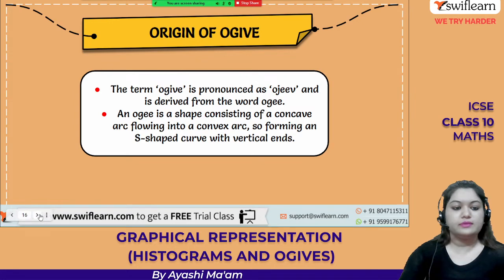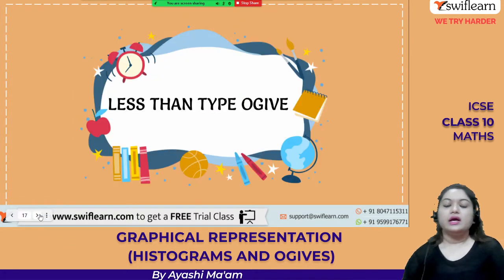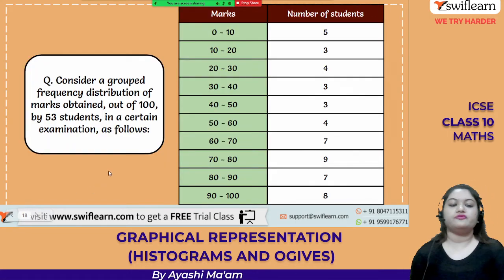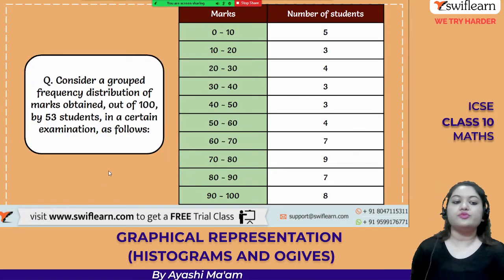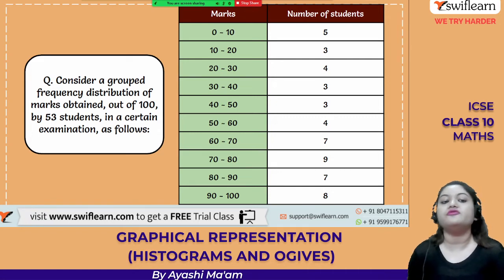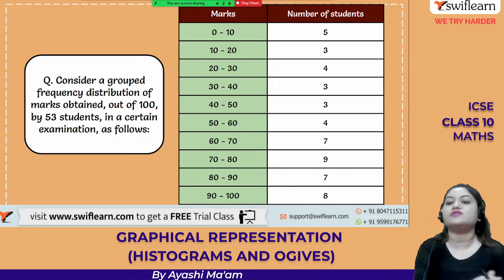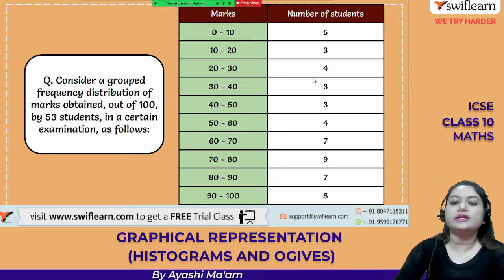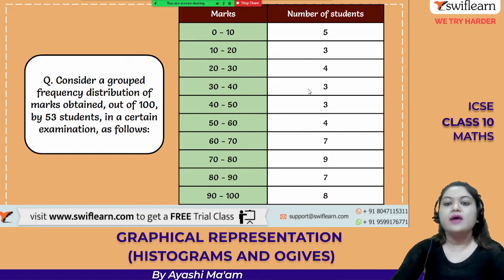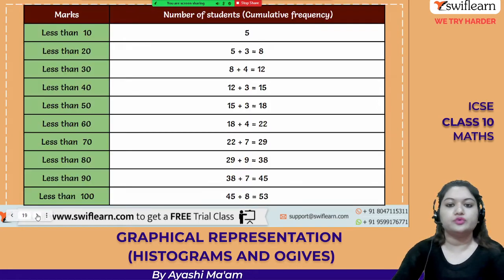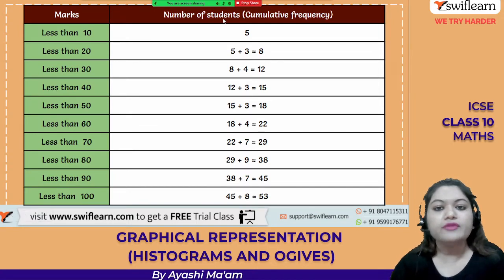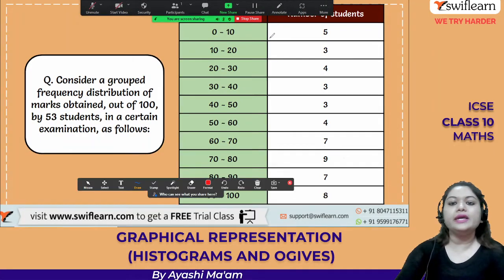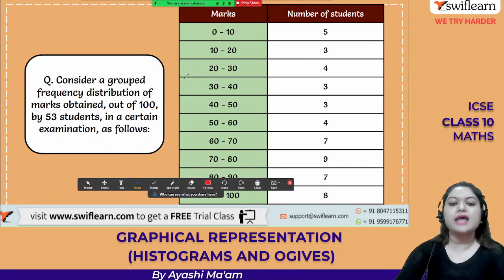All right, next. First we will be dealing with the less than type ogive. Now see, consider a grouped frequency distribution of marks obtained out of 100 by 53 students in a certain examination as follows. The class intervals are given to you: 0 to 10, 10 to 20, 20 to 30, like that, and the number of students, that means this is your frequency, is given to you. Now, how can you represent it in the form of cumulative frequency? First understand the less than type, right?